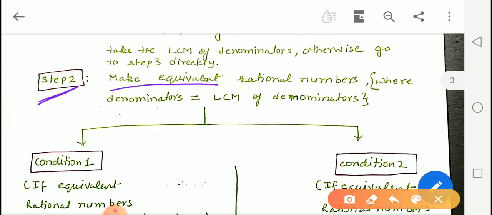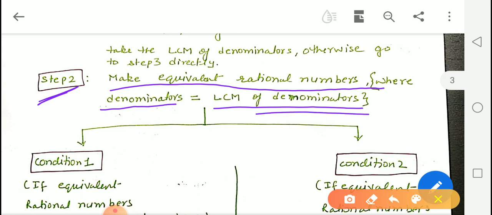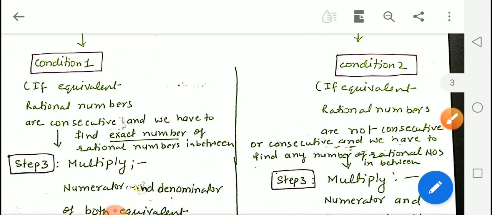We will make equivalent rational numbers where the denominator will be equal to the LCM of the denominators, like we are already doing in the case of comparison of rational numbers. In the same way, we will make the equivalent rational numbers having the denominator equal to the LCM. After doing this step, we will get two conditions.